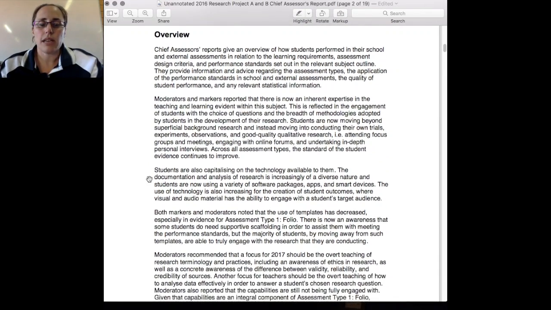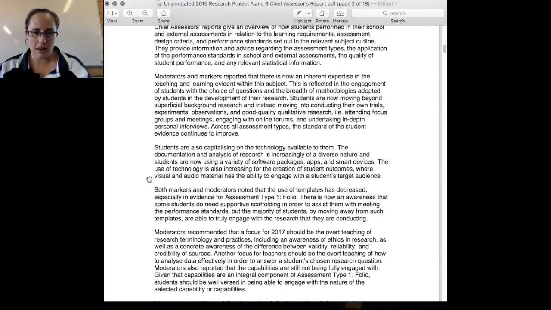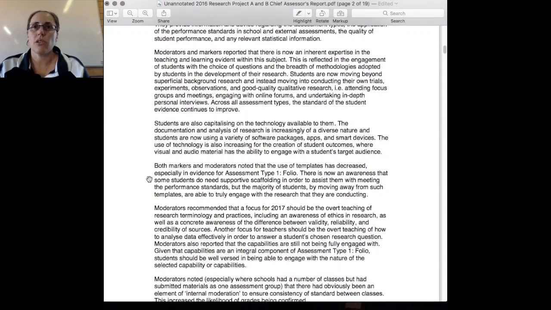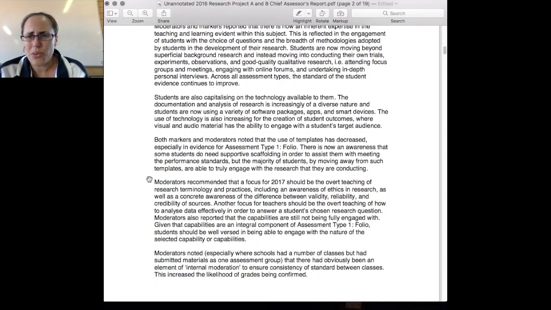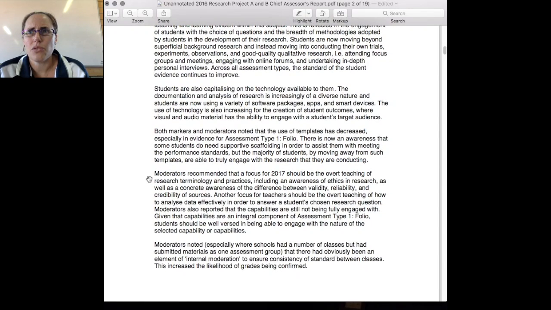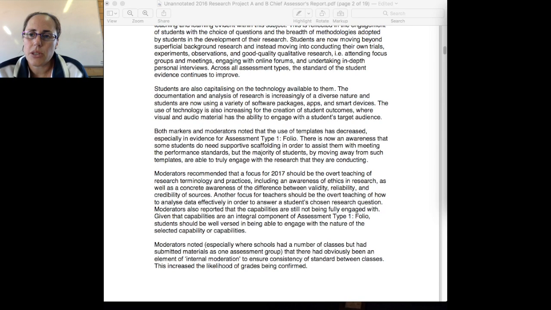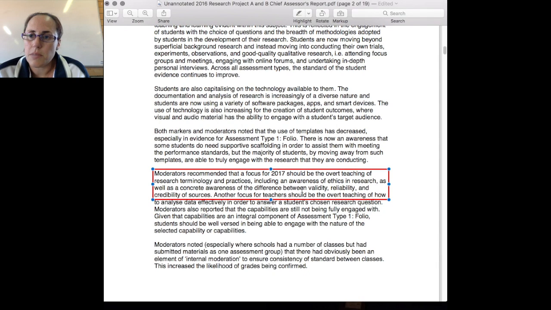If you look at the screen in front of you, the Chief Assessors report is a document that's produced. It's not very exciting, and there's often a lot of information in there. To start off with, it has an overview, which is not really all that interesting. What I think you should look at is the bottom of this second page, the first page that has a lot of writing on it. It talks about what moderators think students didn't do particularly well in 2016, and in this case it's students knowing the difference between validity, credibility and reliability of sources.